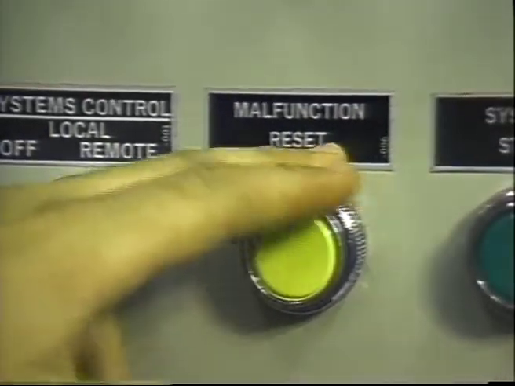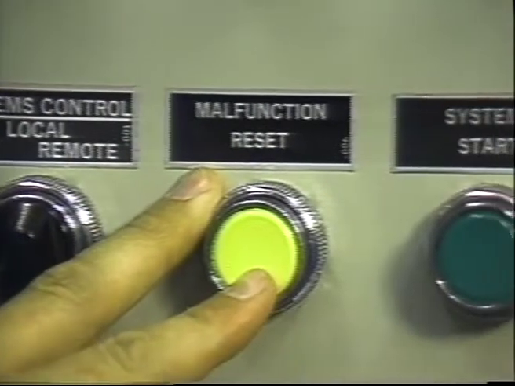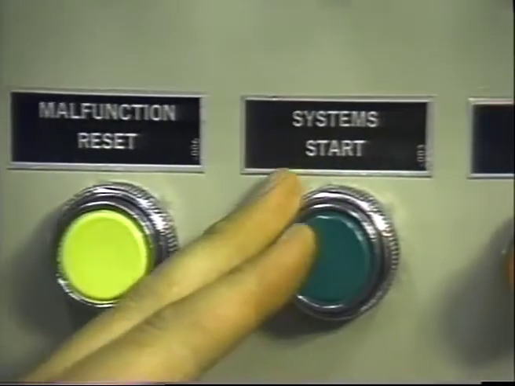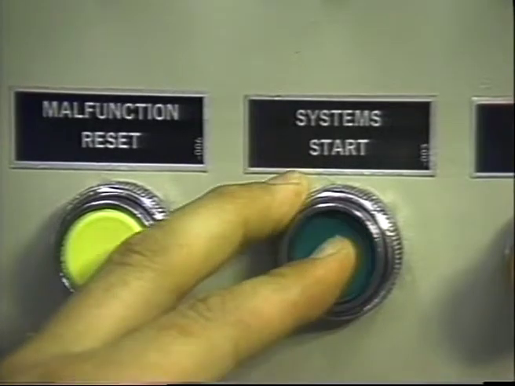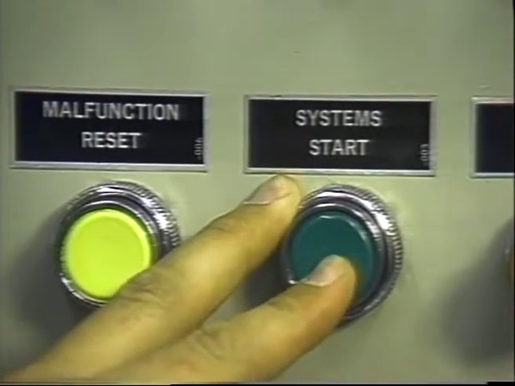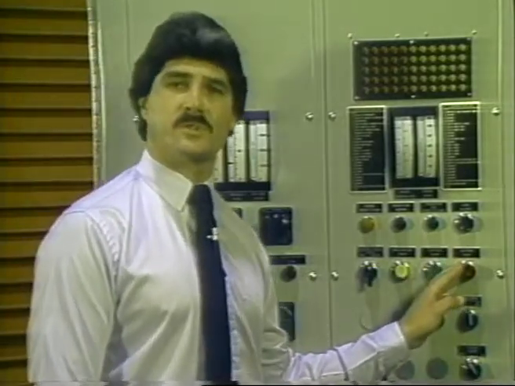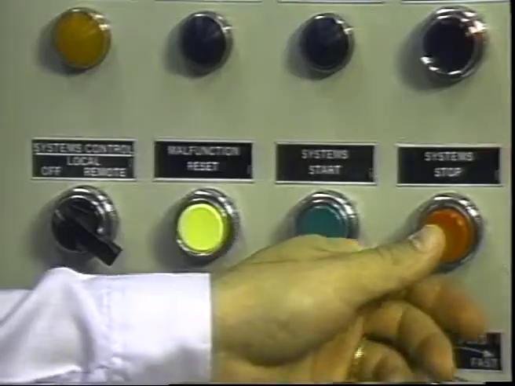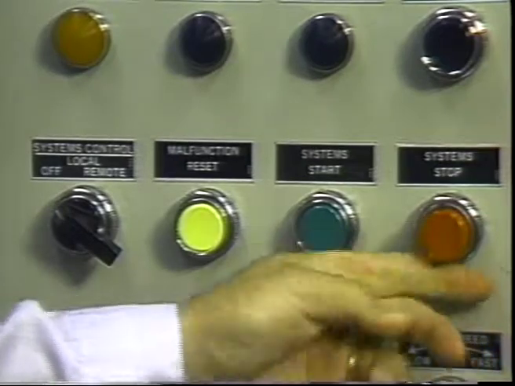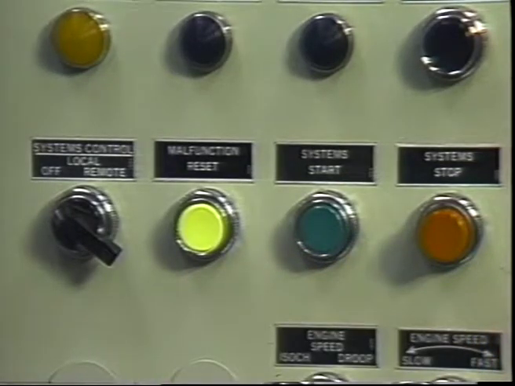Here again is the malfunction reset switch, which I described earlier. Next is the system start switch. Pressing this momentary contact switch initiates the start sequence. Last on this row is the push-button stop switch. When pressed, it de-energizes the start control circuit to shut down the engine.